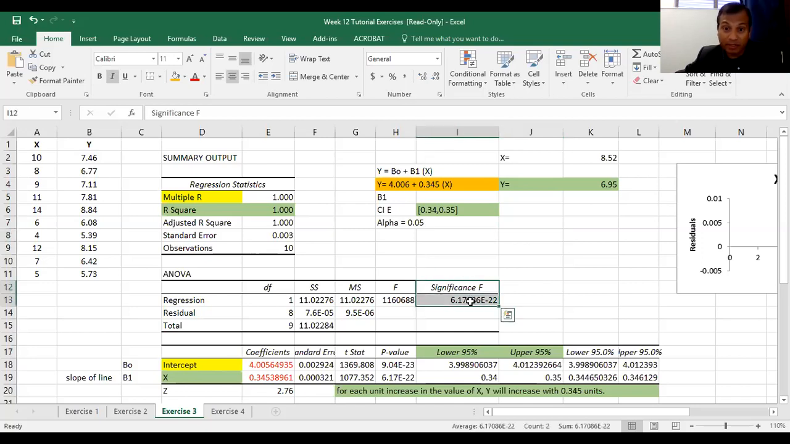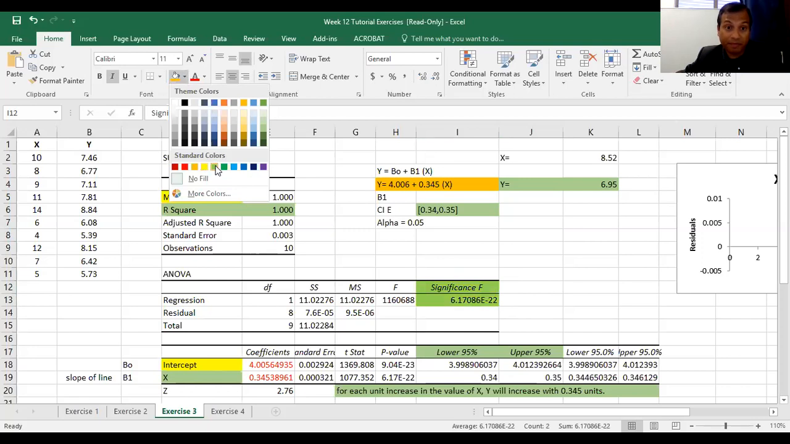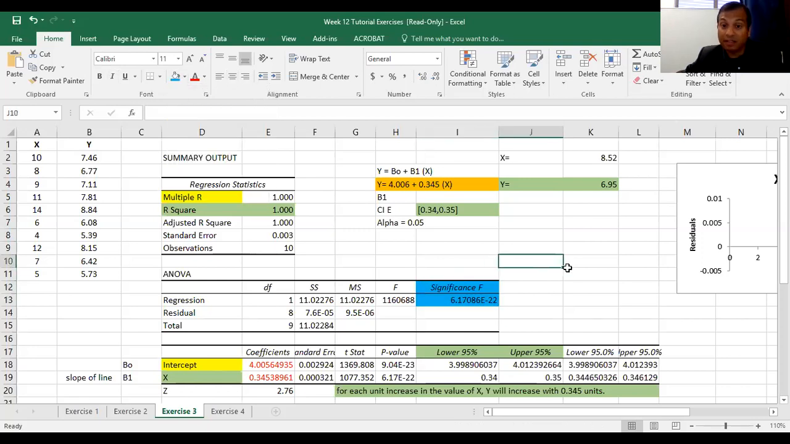What value do you have to look at for that answer? The very important term over here is significance F. The significance F value, the level of significance. This is also known as the P value.